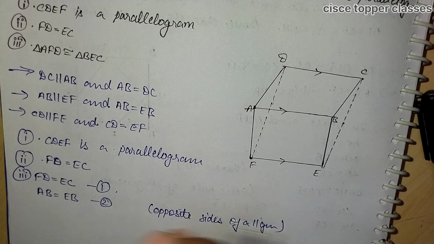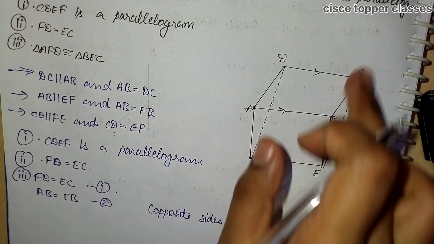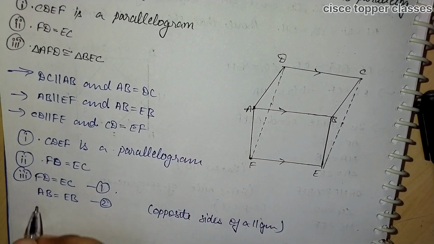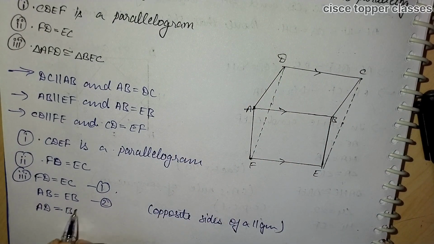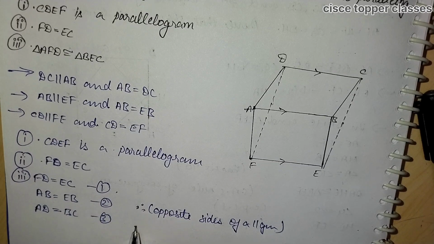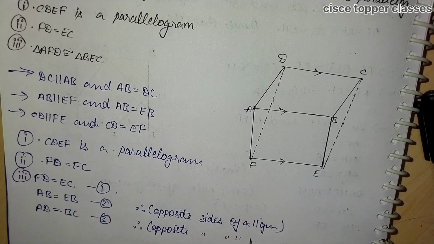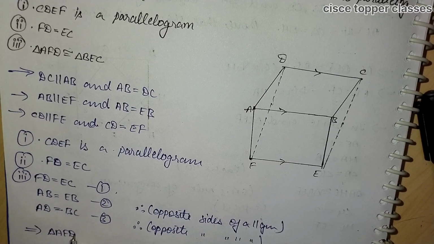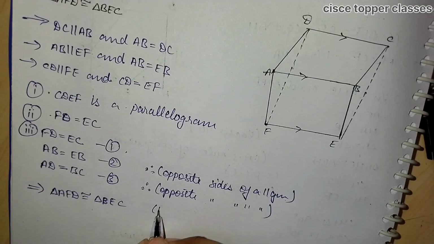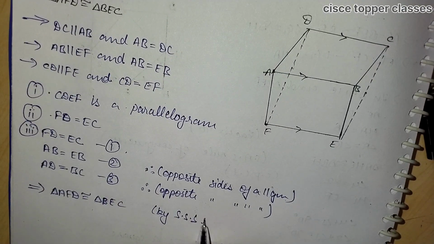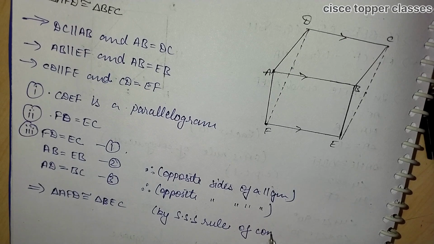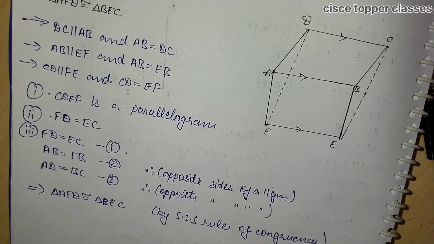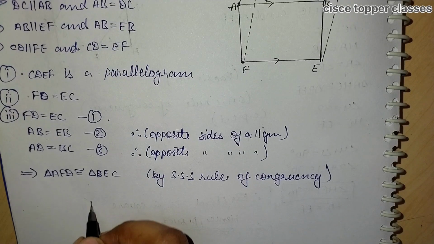Now the third thing is AD is equal to CB, because this is also a parallelogram and the opposite sides of a parallelogram are equal, meaning AD is equal to BC. So we can simply write triangle AFD is congruent to triangle BEC by side, side and side rule of congruency. So this is what we have to prove in this question, hence proved.